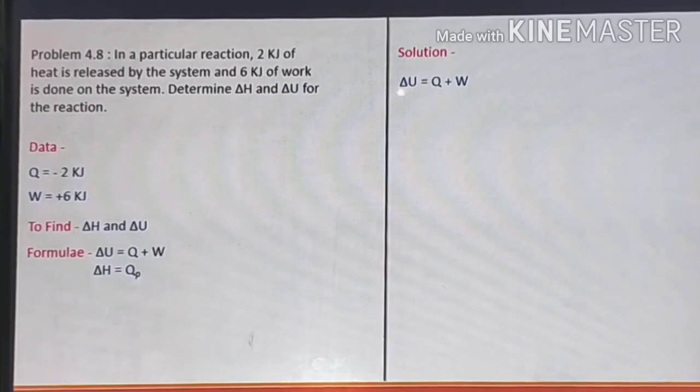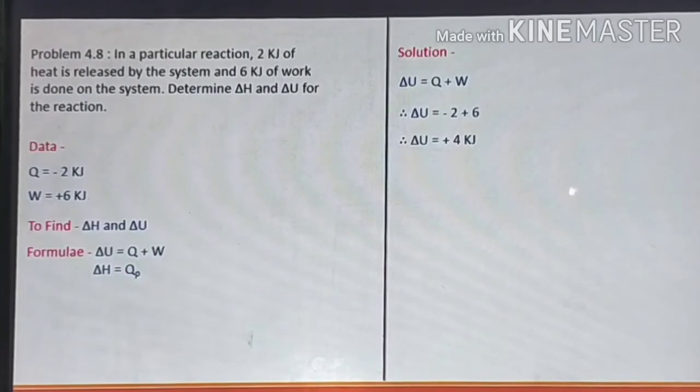First I will use the formula delta U is equal to Q plus W. Let us substitute. Delta U will be minus 2 plus 6. So delta U will be equal to plus 4 kilojoules. Now delta H is equal to QP. Q and QP are the same. So delta H will be minus 2 kilojoules.